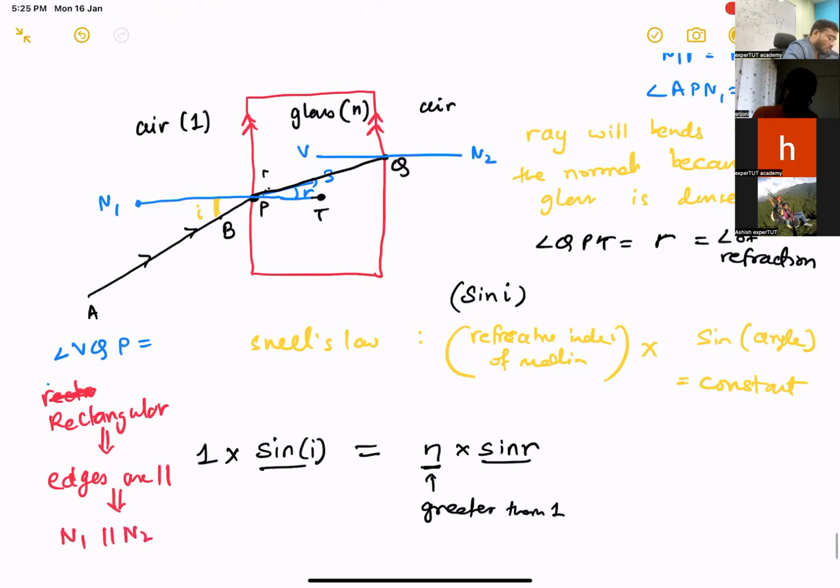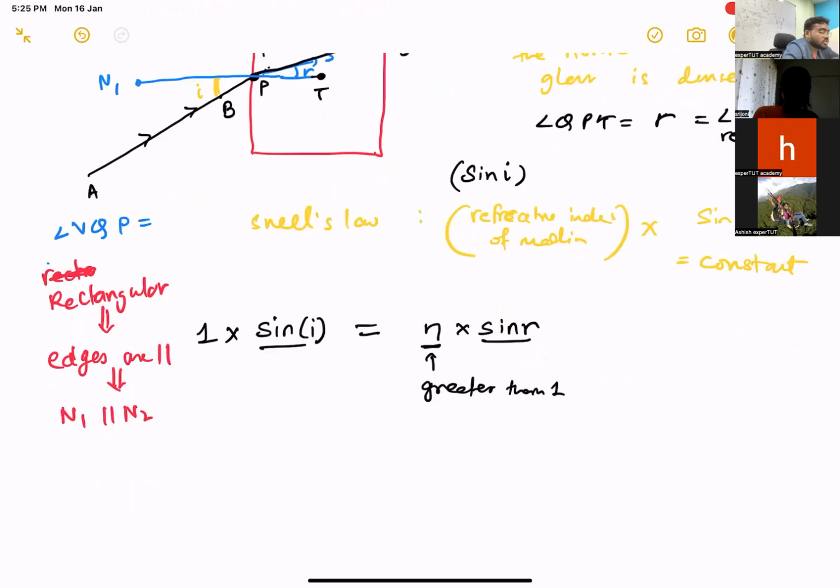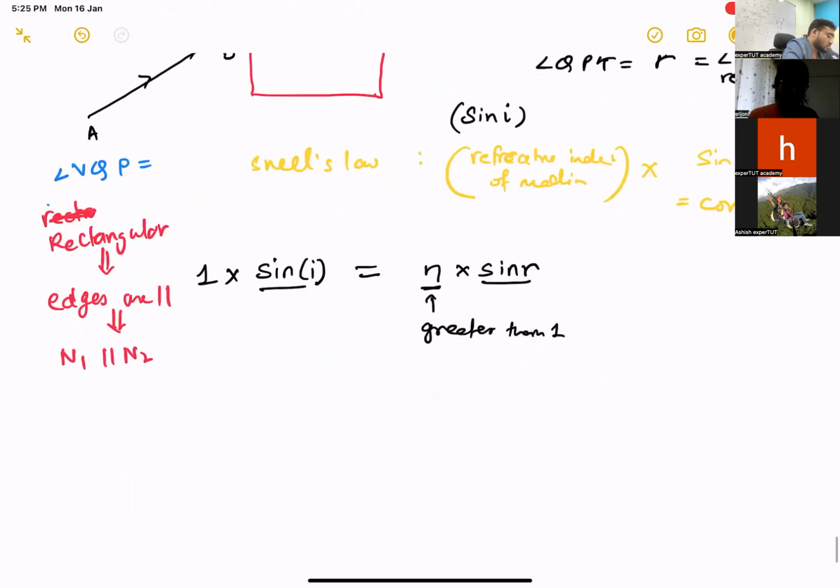I'll give you another example. For example, suppose it is not a rectangle, and the shape is, instead of a rectangle, like this.